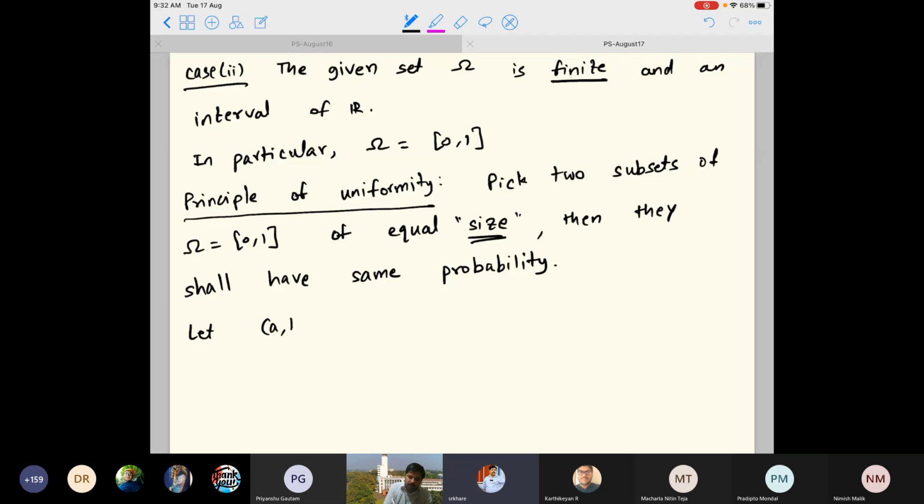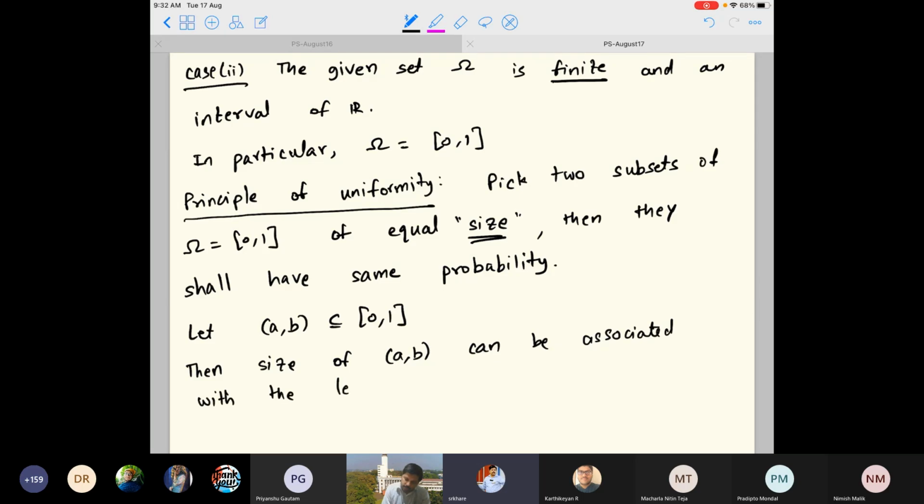So let the interval AB be a subset of [0, 1]. Then the size of AB can be associated with the length of this interval, given by B minus A.